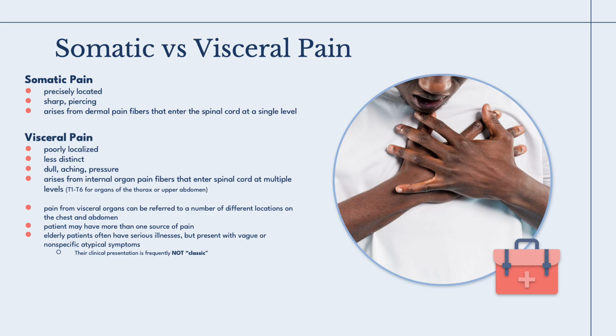The pain with the visceral organs can be referred to a number of different locations within the chest and abdomen. The patient may have more than one source of pain. And think about those elderly patients. They often have serious illness, but they tend to present with more vague or nonspecific atypical symptoms. So we typically classify their clinical presentation as not classic.